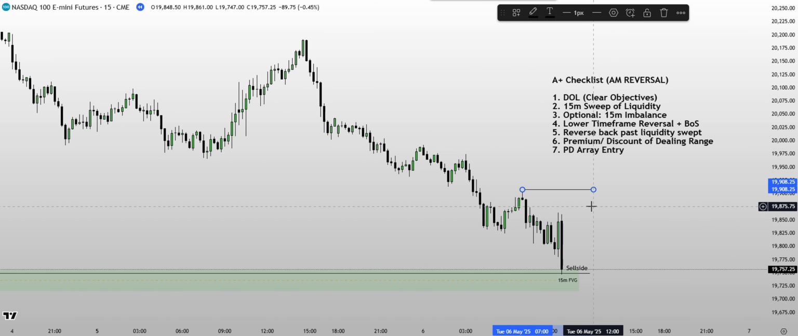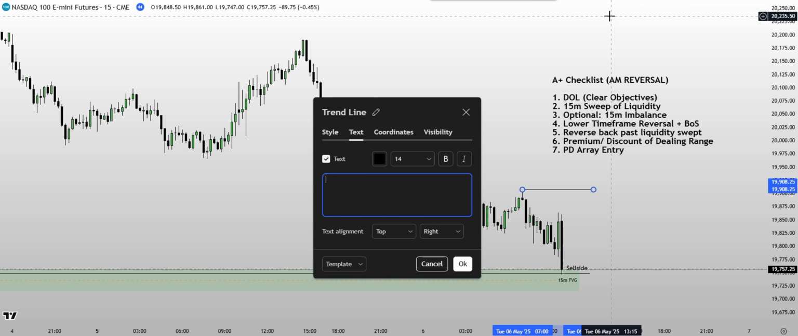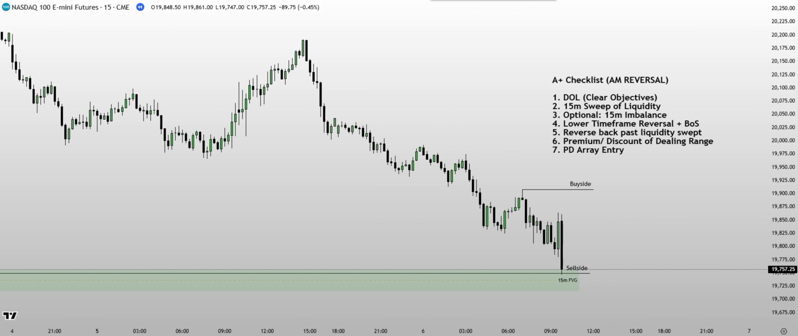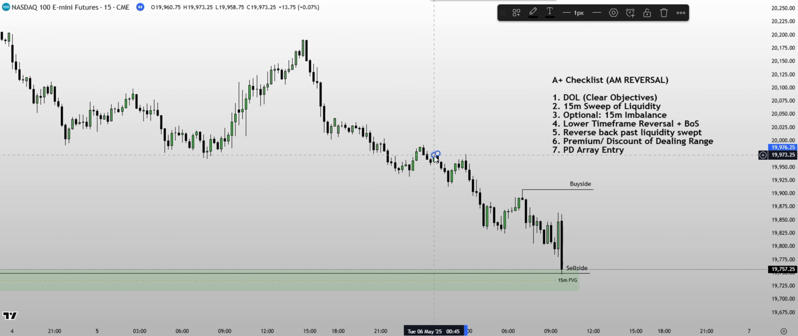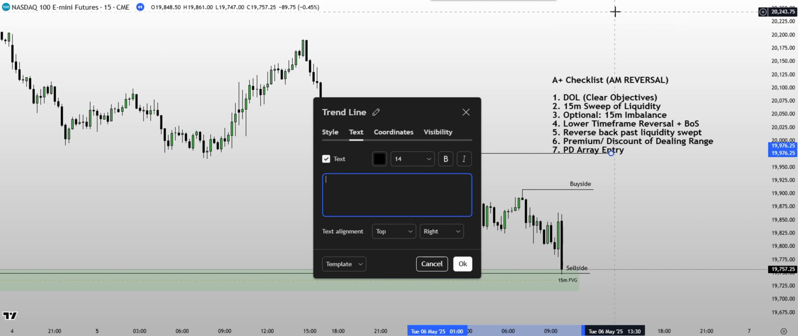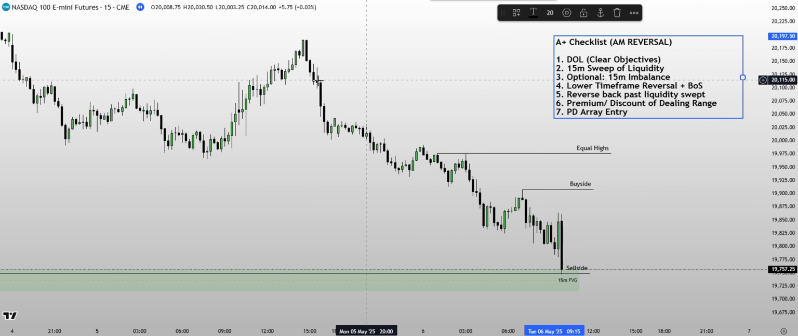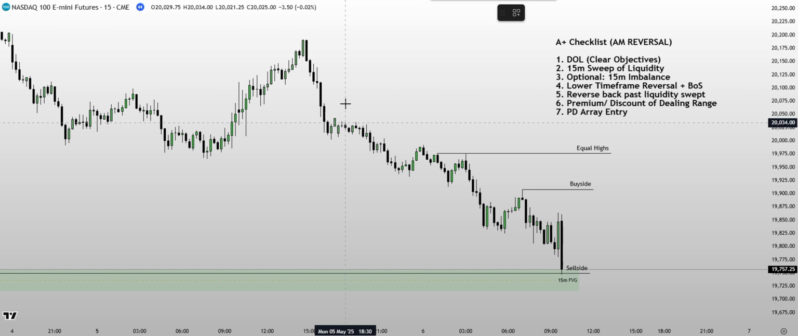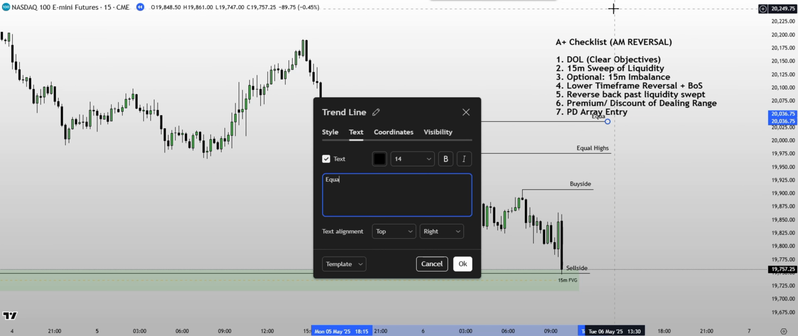We have this buy side right here, very clearly marked out. We have equal highs all here, like this one right here. Equal highs. And then we have, of course, all of these highs as well. Equal highs here as well. So we do have clear objectives for price to gravitate towards.